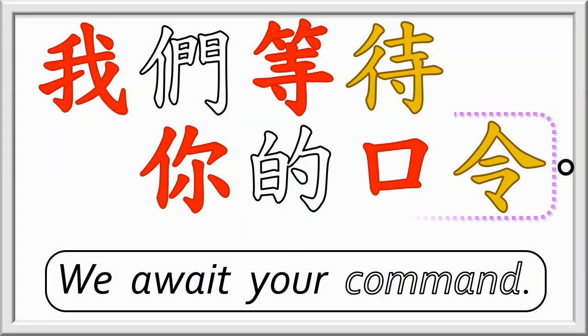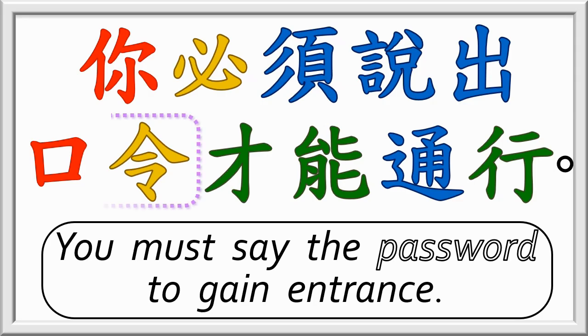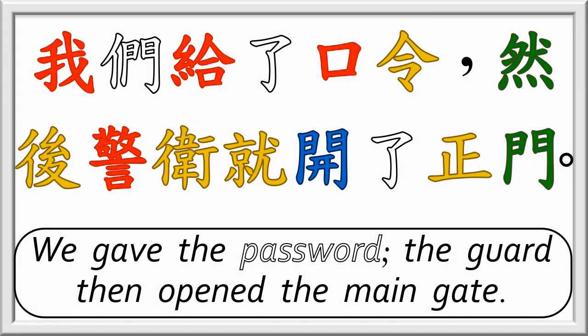An oral command or a password is 口令. 我们等待你的口令. We await your command. 你必须说出口令才能通行. You must say the password to gain entrance. 我们给了口令，然后警卫就开了正门. We gave the password. The guard then opened the main gate.